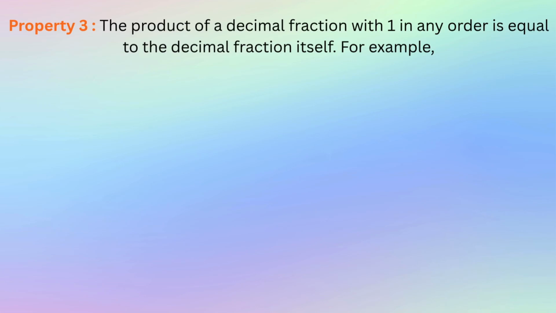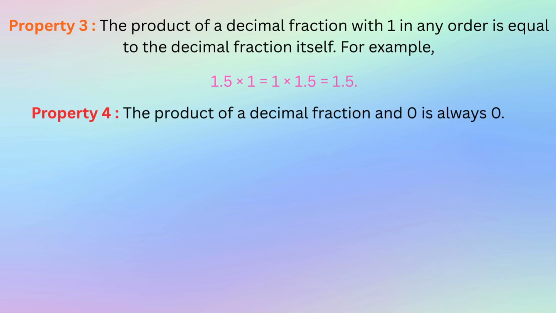Property 3. The product of a decimal fraction with 1 in any order is equal to the decimal fraction itself. For example, 1.5 times 1 equals 1 times 1.5 equals 1.5. Property 4. The product of a decimal fraction and 0 is always 0.